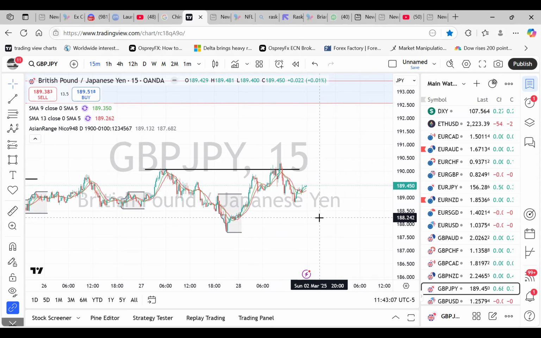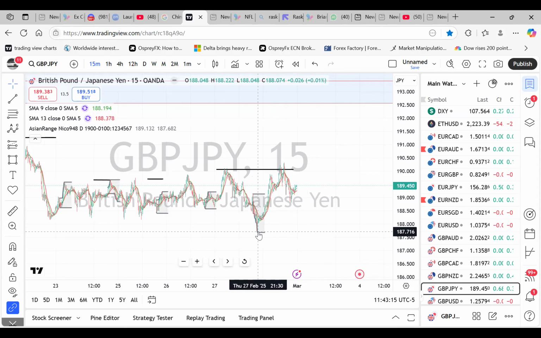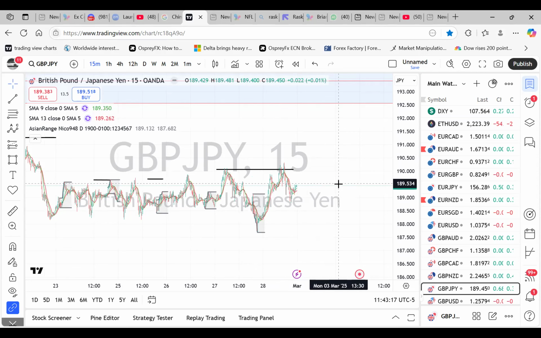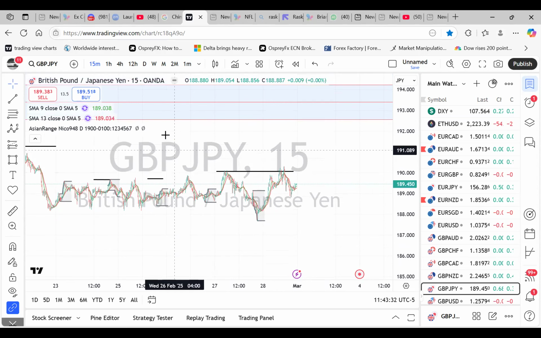Only reason I'm looking at it is because you haven't swept the Asian low yet. Well, no, man. We might not sweep this Asian low. It's an order block. It's an imbalance right there. That's why. But we might not sweep this low. Why is it not important for us to sweep this low? Because it's an imbalance right there.